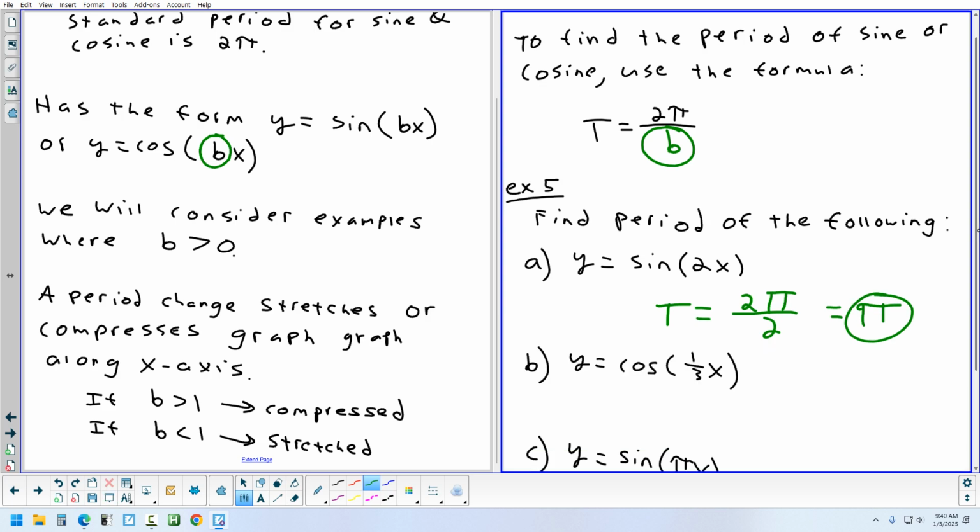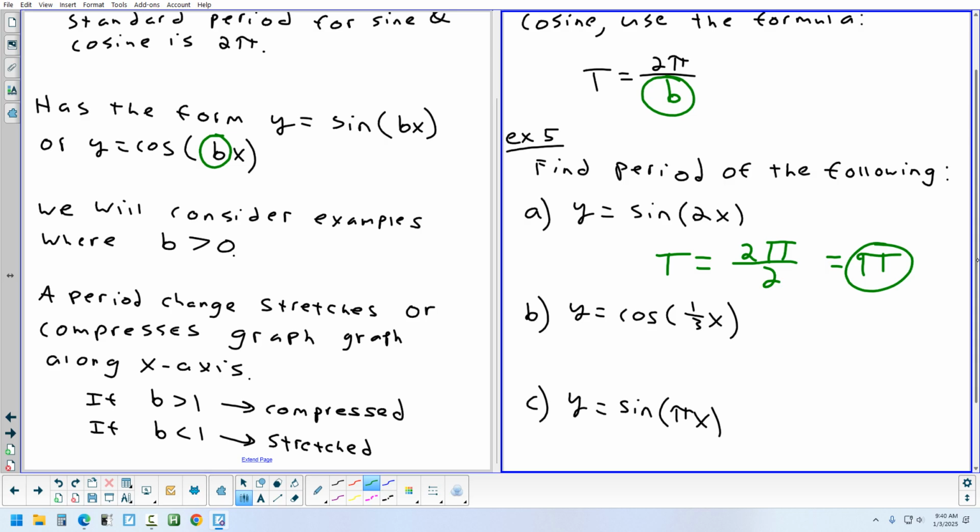Let's look at this one. Cosine 1/3 x. What's going to be the period length for cosine 1/3 x? Yep, 6 pi. That's a small number. It's going to stretch the graph out 3 times as much, which means your period is going to be 3 times as long.